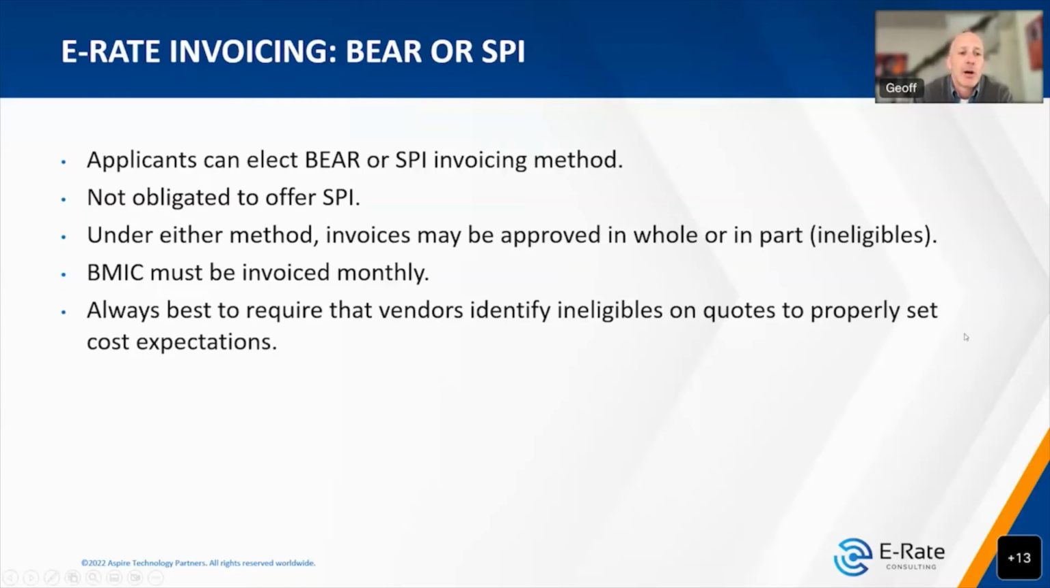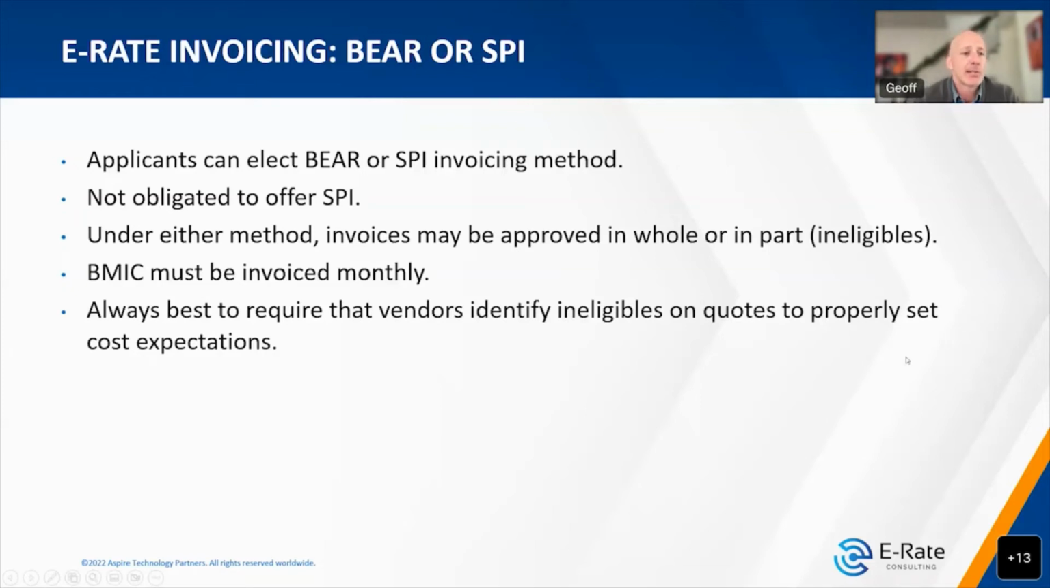Vendors are obligated. That's actually a misprint, I apologize for that. They are obligated to offer SPI. So you can tell the vendor from the outset whether or not you want to use the BEAR or the SPI method. Under either method, invoices could be approved either in whole or in part. A lot of times when vendors submit a bid, they do not specify how much of a particular part number may be ineligible. And in those circumstances, when you go to collect your reimbursement, you may find out that you actually owe the vendor more because they didn't communicate the ineligibles to you clearly in their bid.